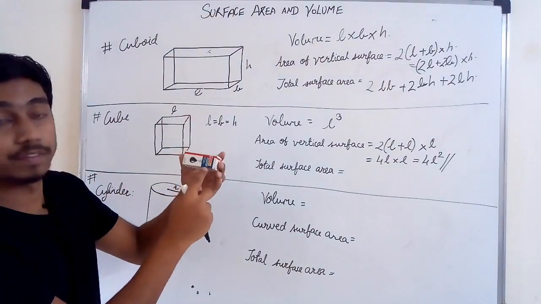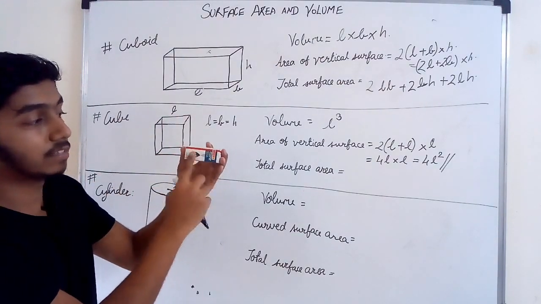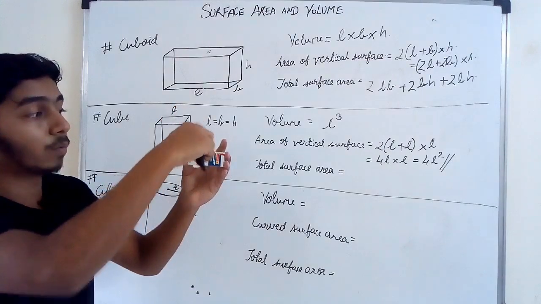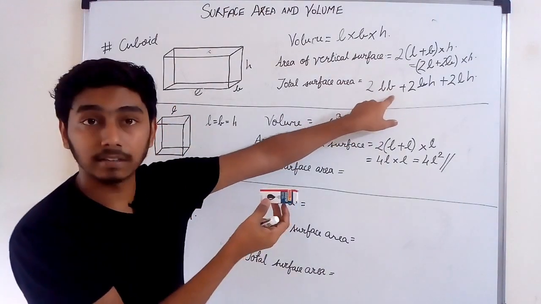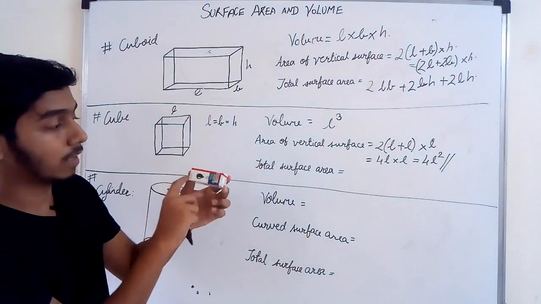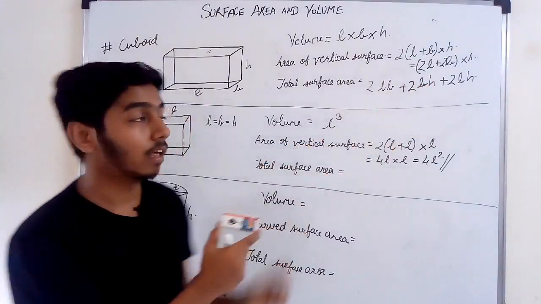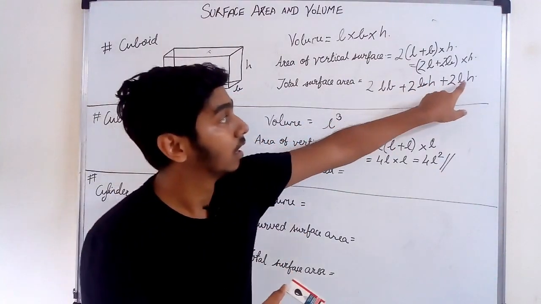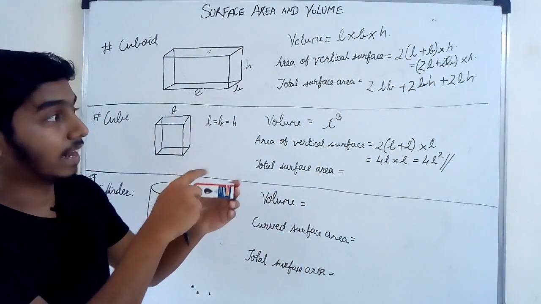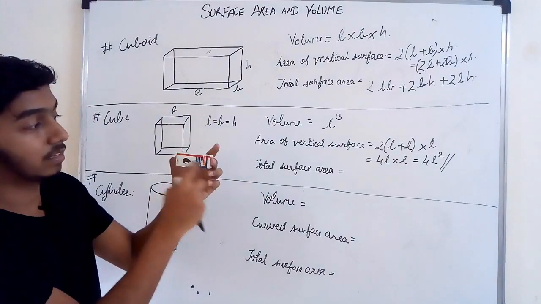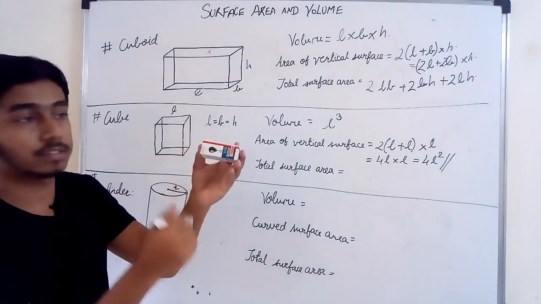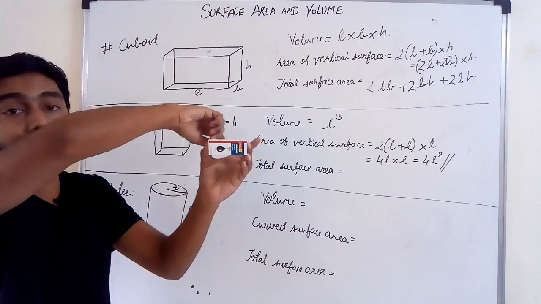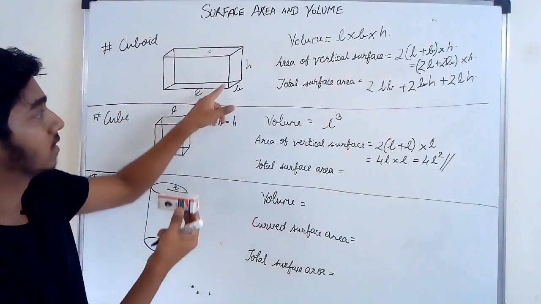The length is given, and the height is there. So to find this surface, the upper one and the lower one, it is length into breadth. Then the side ones are breadth into height. Then, length and height, which is this surface and the behind surface.